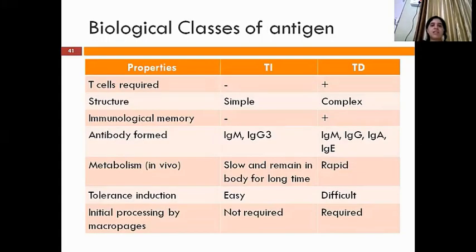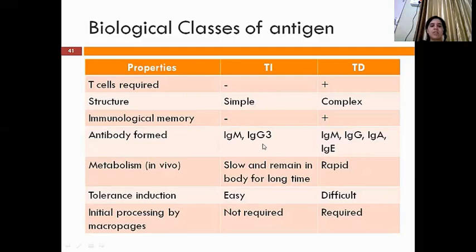Now, antigens can be classified into two groups, TI and TD. TI stands for T cell independent and TD stands for T cell dependent. The name itself suggests that independent means T cells will not be present, while in TD, T cells will be present. Structure here is simple, here complex. Immunological memory is not present in TI, but it is present in TD.